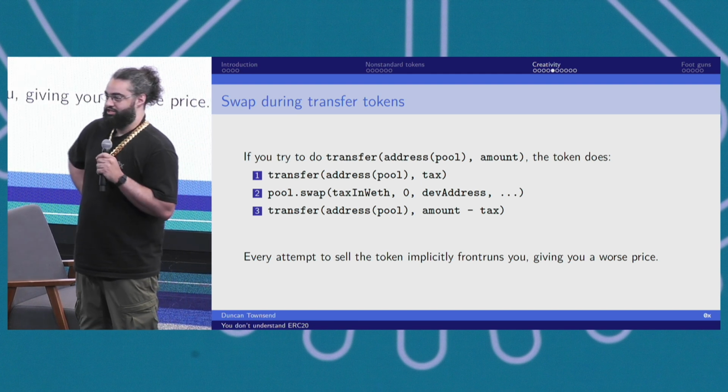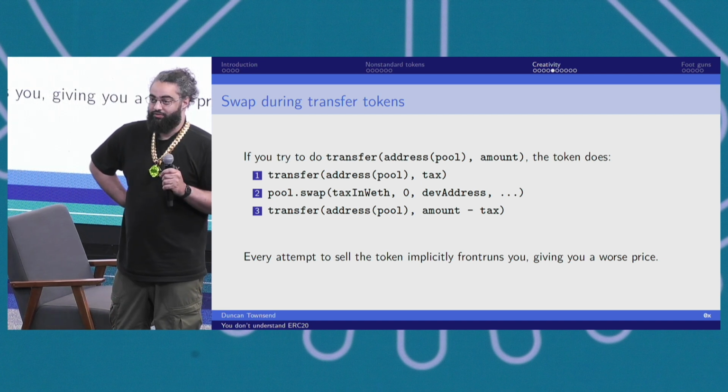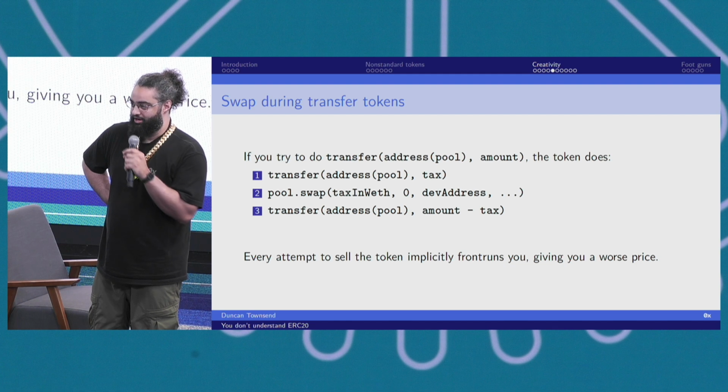And so again, if you're a DeFi developer, particularly if you're building a DEX aggregator or a DEX, you need to be aware of this because every time you try to transfer that token, every time you try to sell that token, you get a weird and different price.